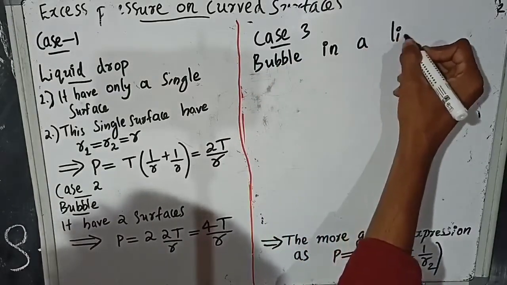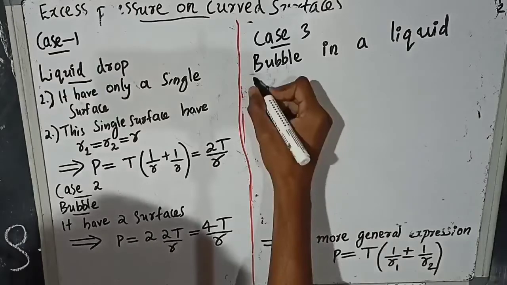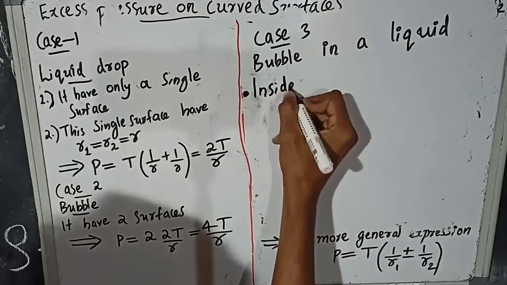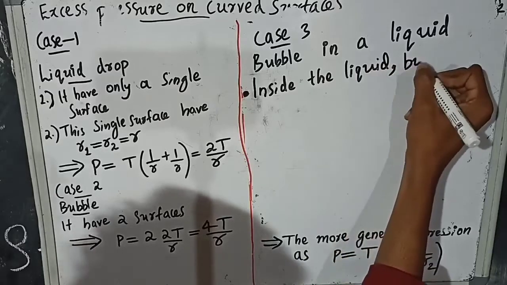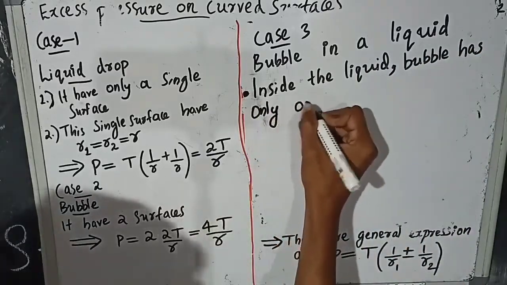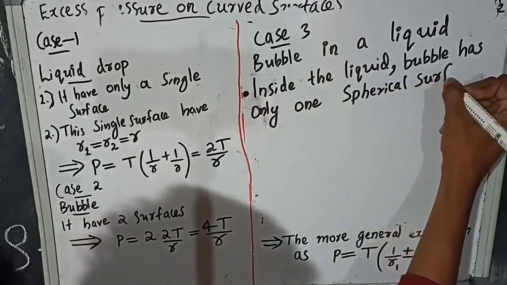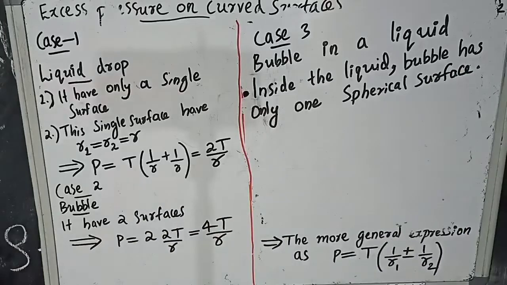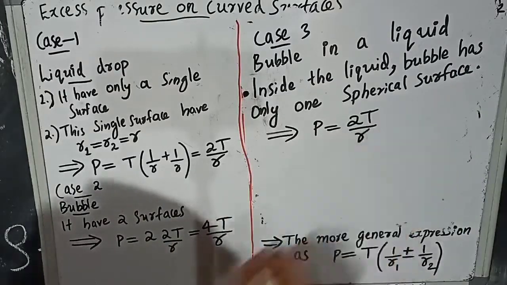Let us take a bubble inside the liquid as our third case. A bubble in a liquid has only one spherical surface because its outside is covered with the liquid. So we can write, inside the liquid the bubble has only one spherical surface. This implies the excess pressure P is equal to 2T over R.